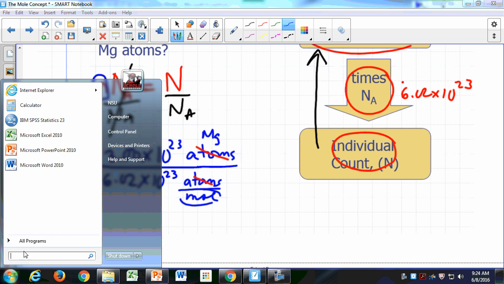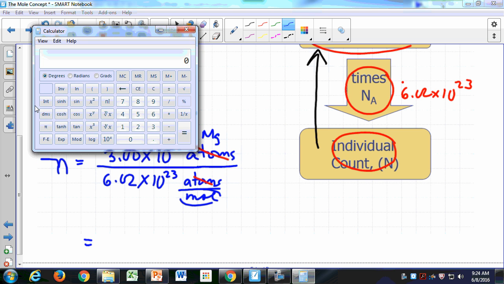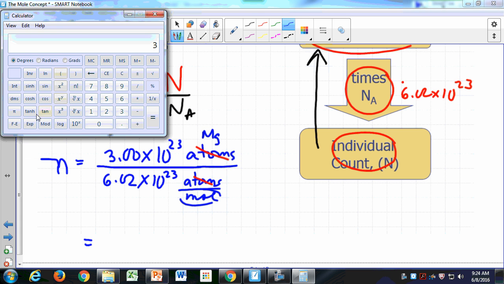Okay, so let's calculate that. 3 times 10 to the 23rd divided by 6.02 times 10 to the 23rd equals 0.498. And the unit is moles.